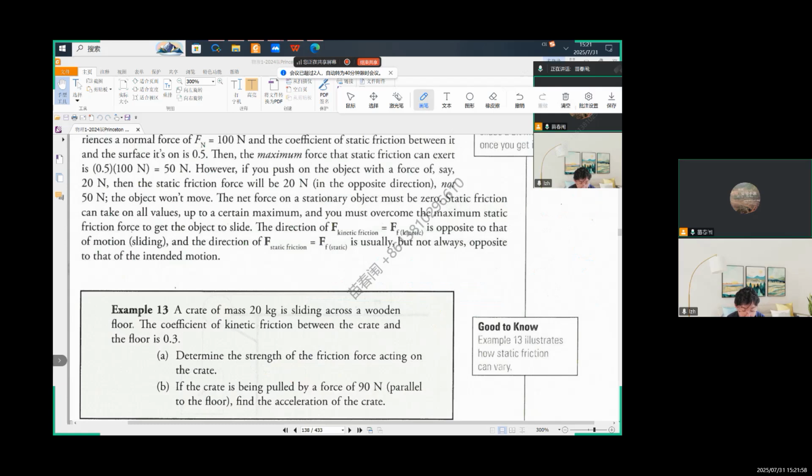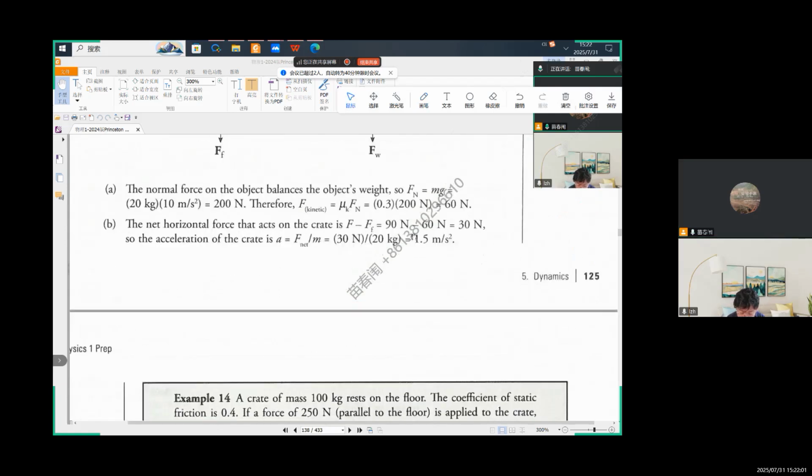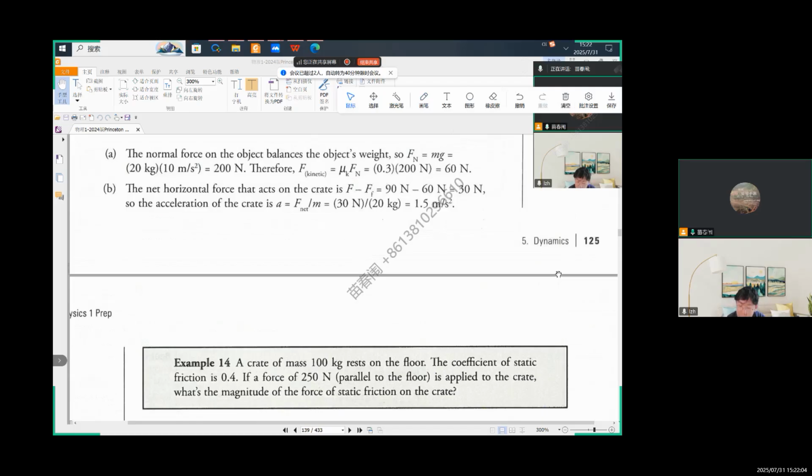See the next one. Let me warn you, the next one is static. 14. What is the coefficient of static friction? What's the difference between the coefficient of static friction and the coefficient of kinetic friction? When it's moving, the mu is something. For example, it's the same block on the same ground. When it's not moving, the mu is something else. It's a little bit different, not much.